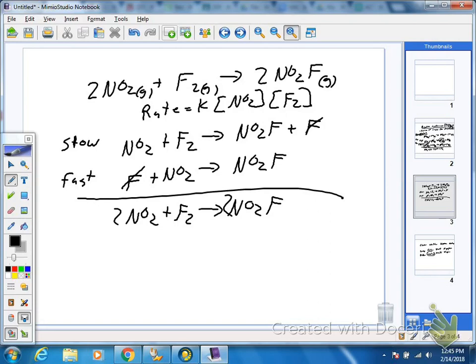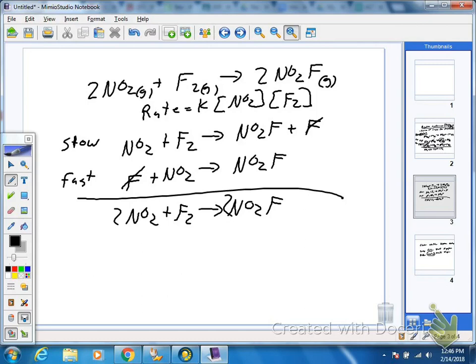And does our slow step match the rate law? Yeah, it does. Wait, how do you know it does? Okay, so if I have NO2 and only have one of them on that side, that's an order of one. If I have F2 and only have one of them, it's an order of one. So then rate is equal to k times the concentration of nitrogen dioxide and the concentration of fluorine. So it can match the overall formula, but then not match the rate law. If I had them flipped around, and I had that one fast, that one slow, then it would be NO2 squared and F2. And that doesn't match it.